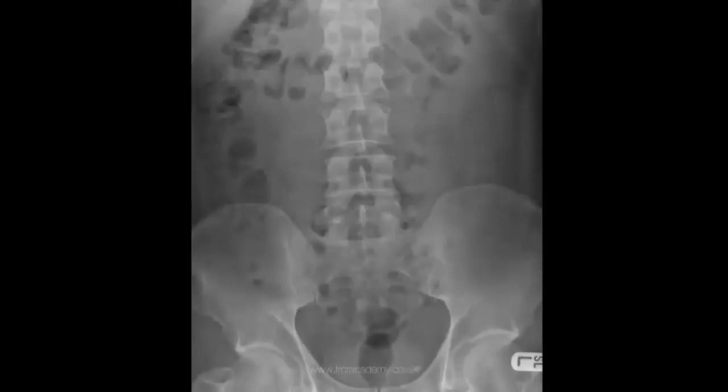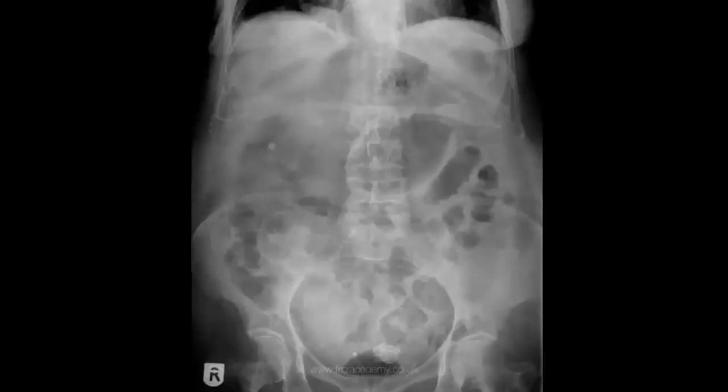Okay. No, it's not colitis. Left renal calculus. Yes. I like this drawing. Okay. It's good. Okay. Here.